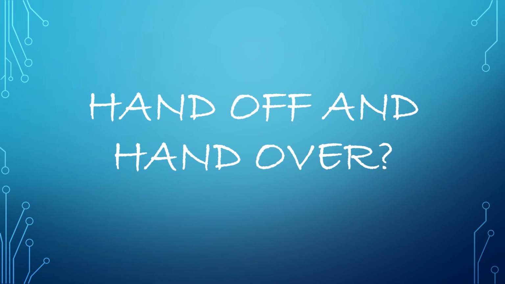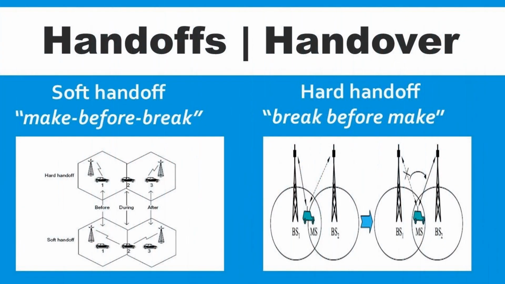Let us now see what handoff and handover is. When a call is in progress, the mobile user, that is the mobile station, is transferred from one base station to another base station without interrupting the call. This is called handoff or handover. There are two types of handoffs: hard handoff and soft handoff.